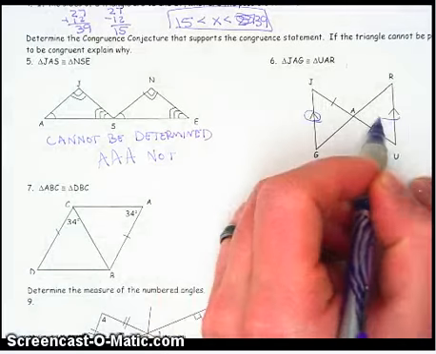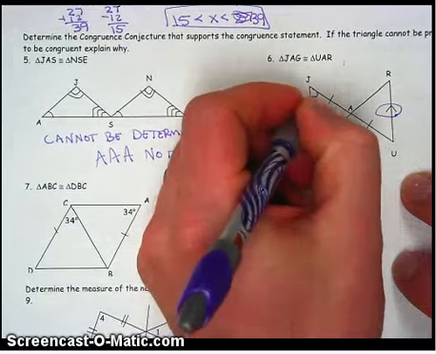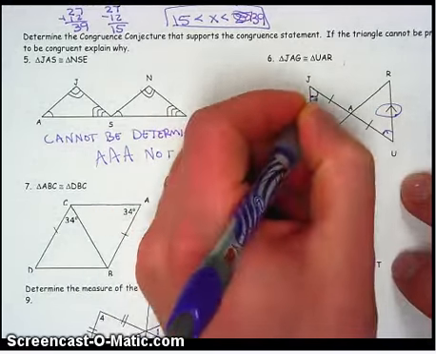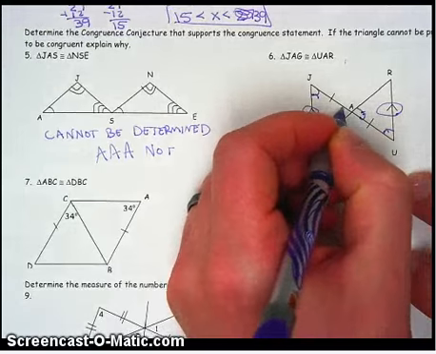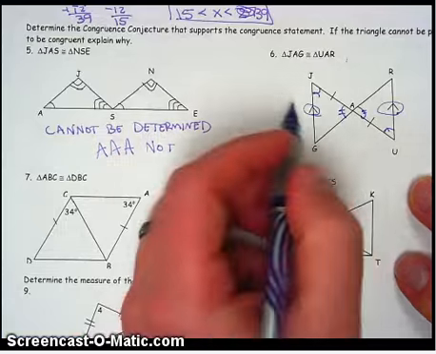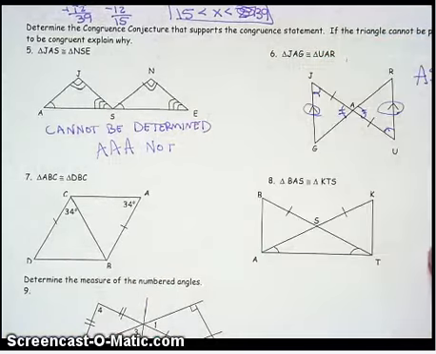On 6, I know that these two little arrows make those sides parallel. So that means this angle is congruent to that angle. I also know that the A's are congruent because they're vertical. So yes, these would be congruent because of angle, side, angle.